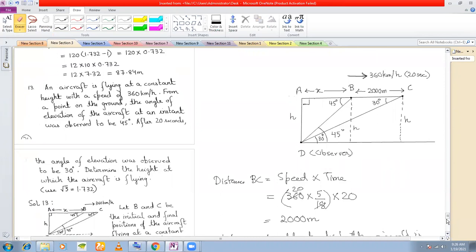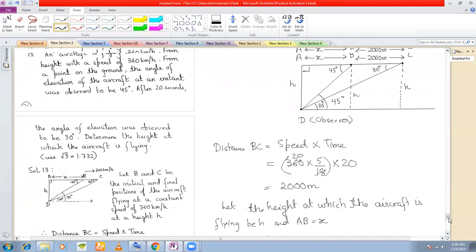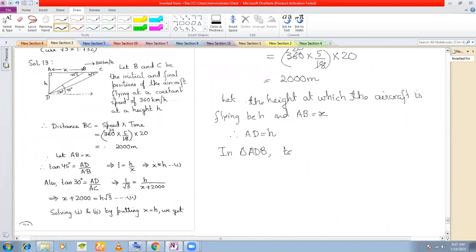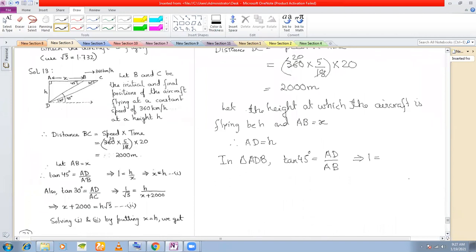So in triangle ADB, tan 45 is equal to AD by AB. And tan 45 you know is 1. AD is the height of the plane, which is h, and AB is x. So h by x. So we are getting here h is equal to x. This is our first equation.